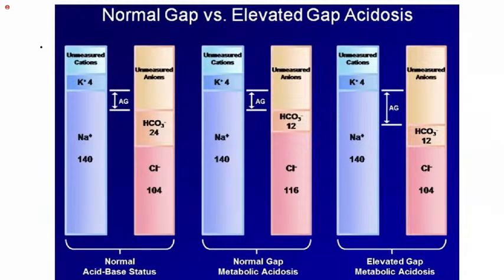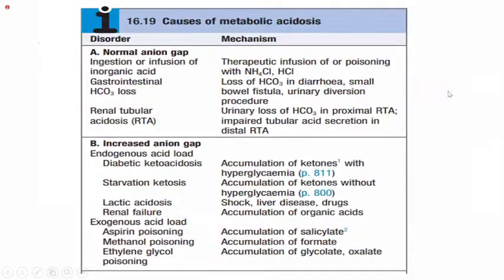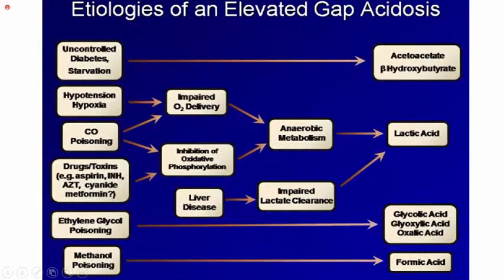to maintain electroneutrality. But when you come to an elevated gap metabolic acidosis, when you calculate your anion gap, it's more than 12 or more than 16, depending on which formula you're using, because there is an addition of an unmeasured pathologic acid, which is negatively charged. So this is where things like your lactic acidosis are going to fall. It will be a high anion gap metabolic acidosis. So what are the etiologies of a high anion gap metabolic acidosis?